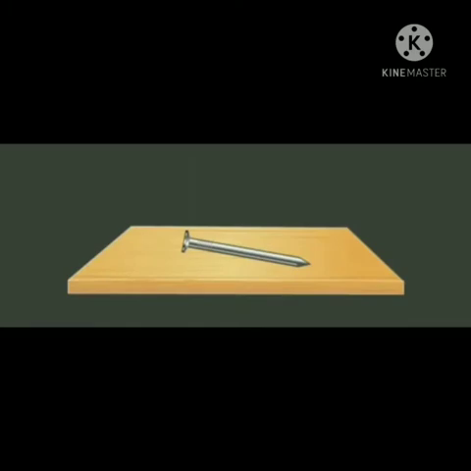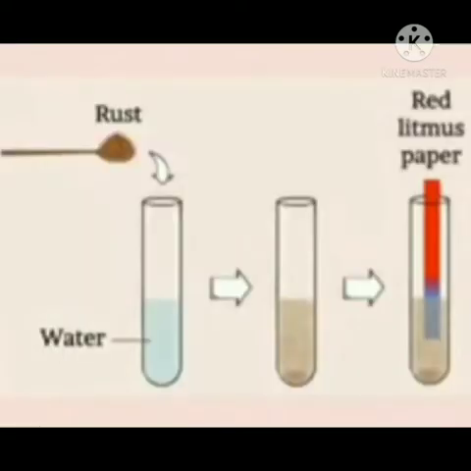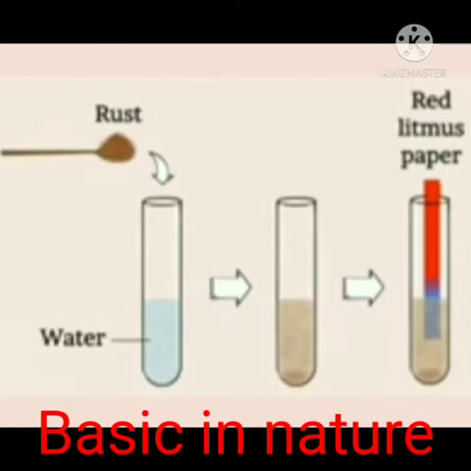Iron, if exposed to air and water, forms rust. Rust is iron oxide. Dissolve a spoonful of rust in a very little amount of water. Dip red litmus paper in it. Red litmus paper turns blue. This shows that metal oxide is basic in nature.